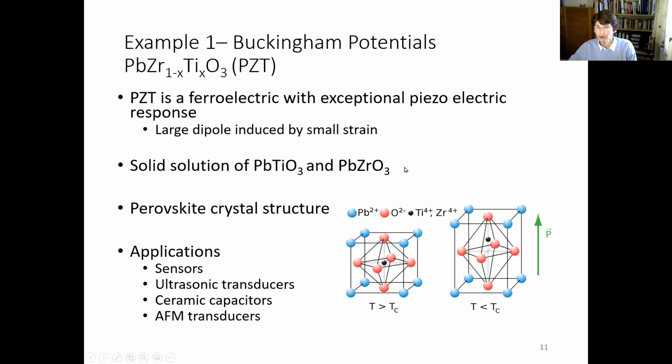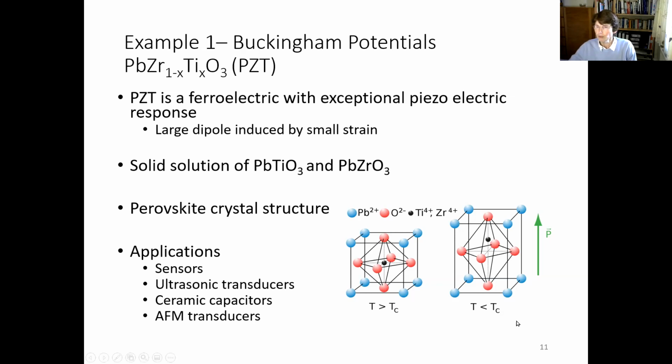These materials have a perovskite crystal structure. Above a critical temperature, the ferroelectric temperature, they have a cubic structure. In this case, they have the lead ions in the corners of the cubic cell, the oxygen ions in the face centers, and the titanium or zirconium ions in the body center. So above TC, everything's symmetric.